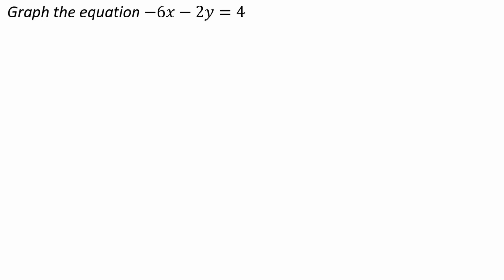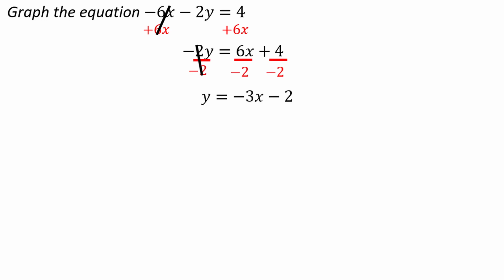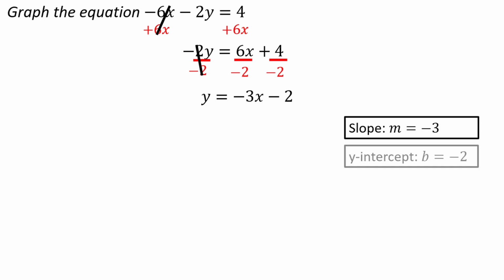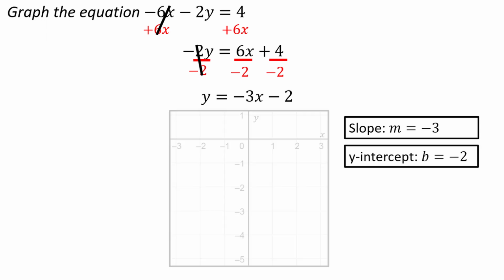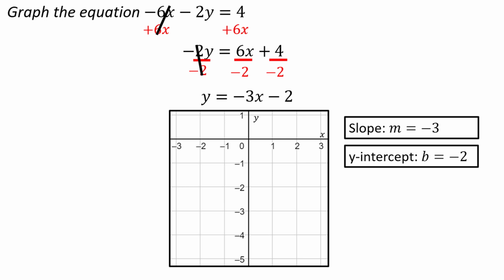To do this, we must isolate y by first adding 6x to both sides of the equation. This leaves us with negative 2y is equal to 6x plus 4. Dividing everything by negative 2, we are left with y is equal to negative 3x minus 2. From here, we know that the slope, m, is negative 3, and the y-intercept, b, is negative 2. The y-intercept is always the point where the line intersects the y-axis, which is always at the point (0, b), which is (0, negative 2) in our example.